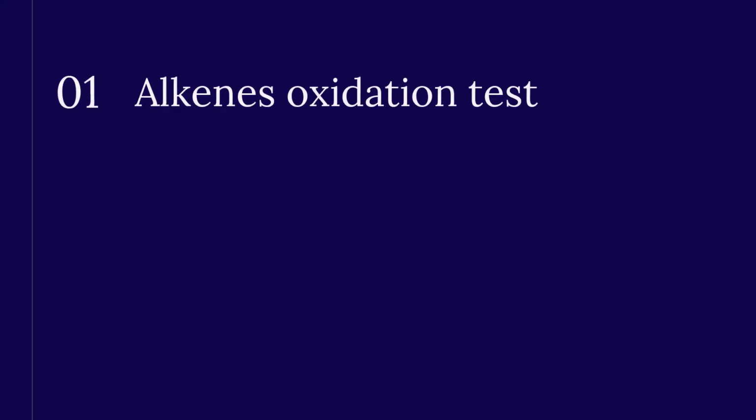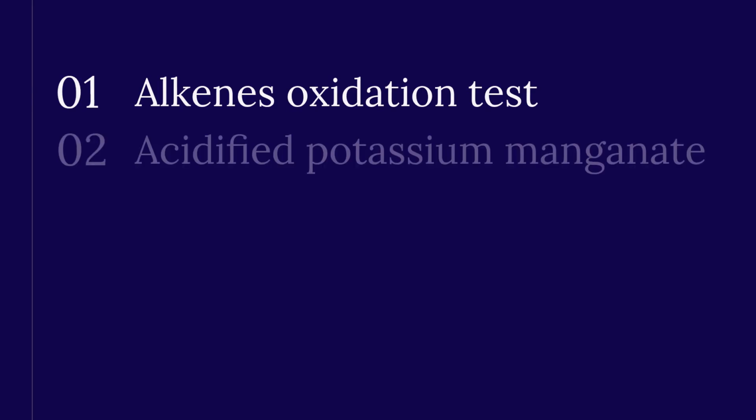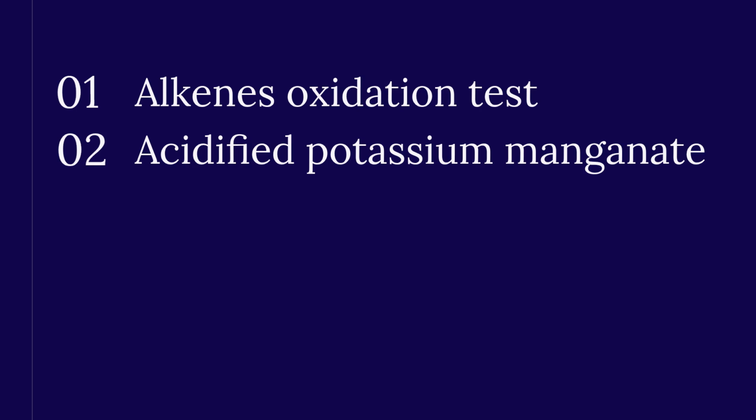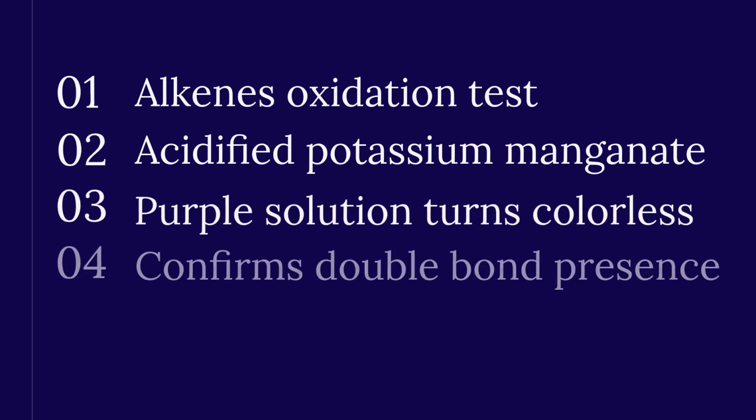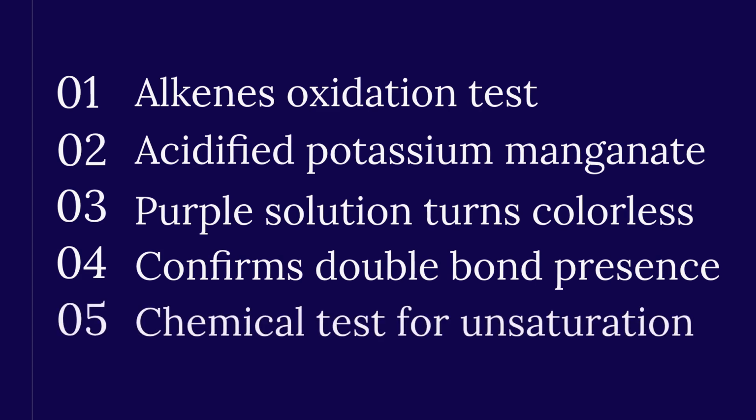Alkenes can be oxidized using reagents like acidified potassium manganate. This reaction turns a purple solution colorless, confirming the presence of a double bond. It's a chemical test for unsaturation. This reaction demonstrates alkenes' chemical behavior. Oxidation reactions are valuable in analytical chemistry.